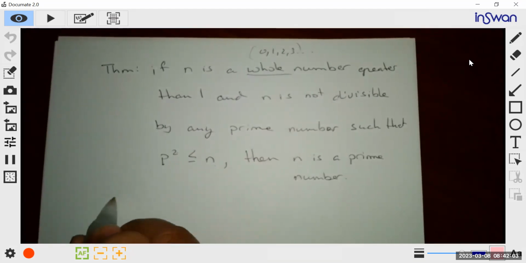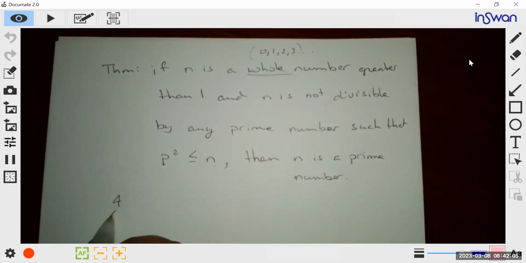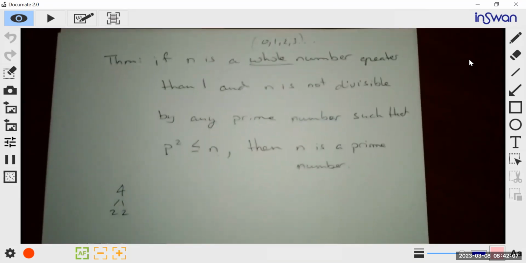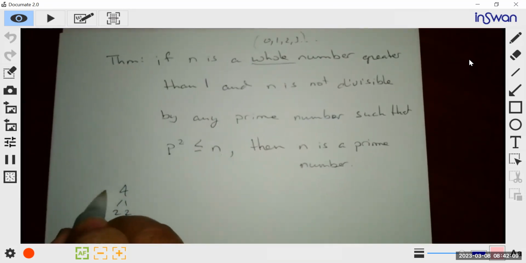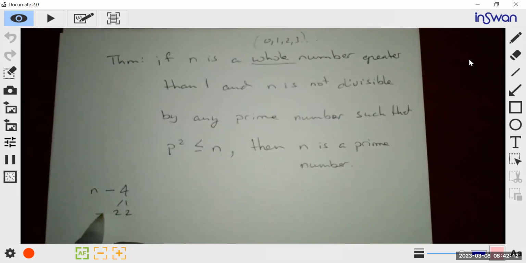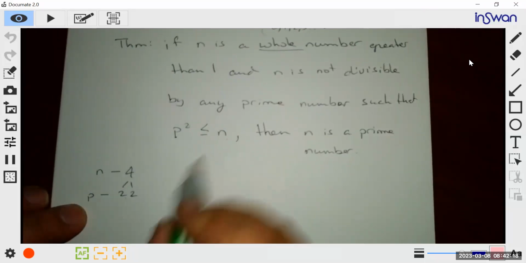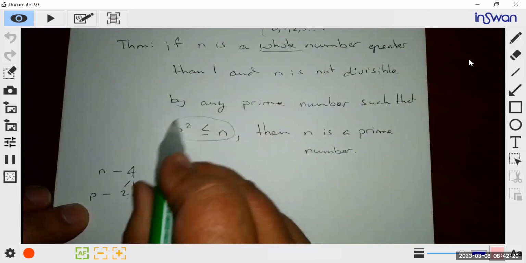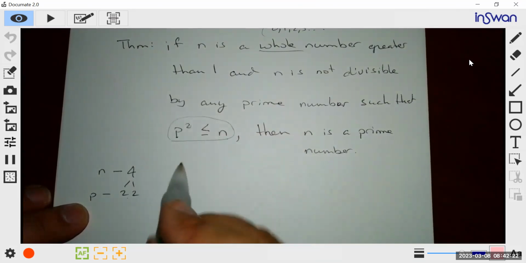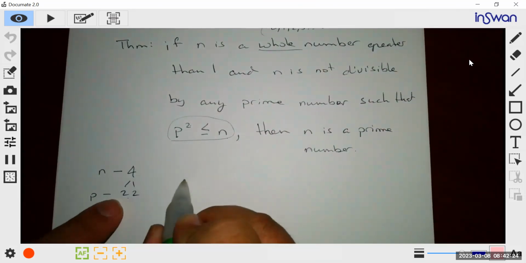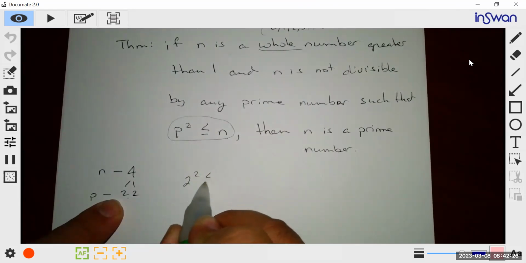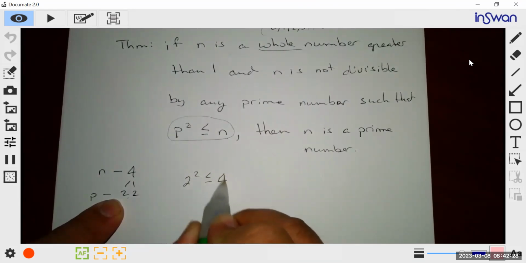Let's look at this. For example, 4 breaks down to 2 times 2. 4 is my N, the 2's are my P's. According to this, my P's, if I take 2 and square it, is it less than or equal to 4?